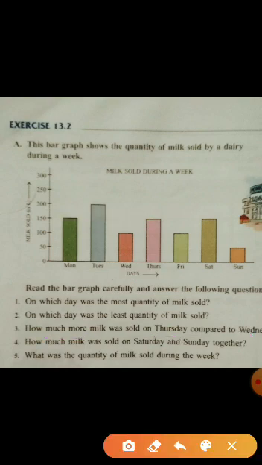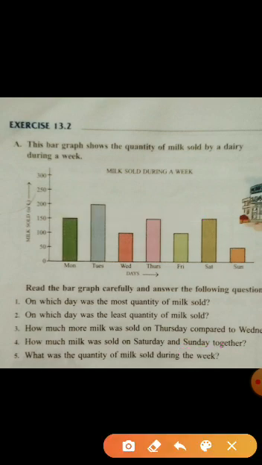Question number 4. How much milk was sold on Saturday and Sunday together? Now see the bar of Saturday and Sunday. Let us count first the quantity of milk sold on Saturday and Sunday. On Saturday, 150 liter milk sold, right? And on Sunday, 50 liter milk sold. So total 150 plus 50, that is 200 liter milk sold on Saturday and Sunday together.